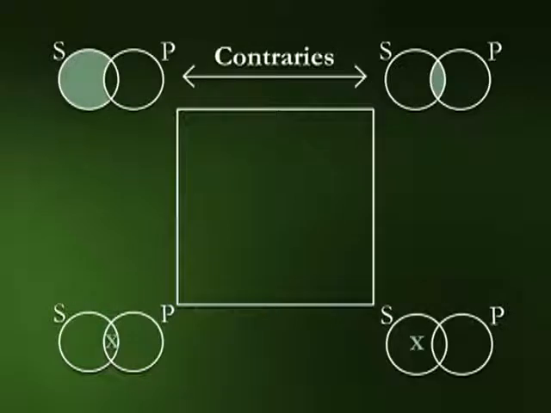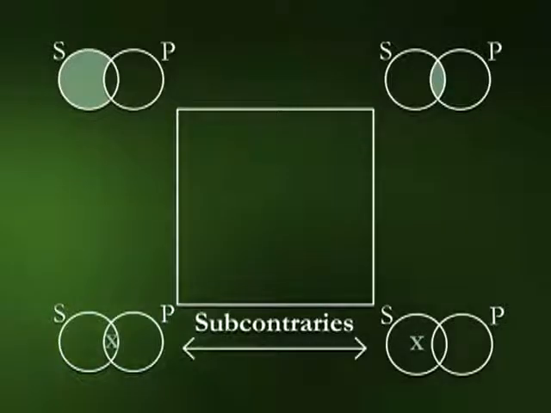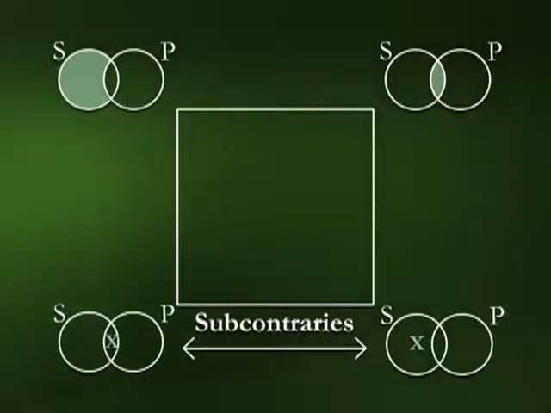Contraries face each other across the top. Both can be false, but both can't be true. Subcontraries face each other across the bottom. Both can be true, some are, some aren't, but both can't be false.